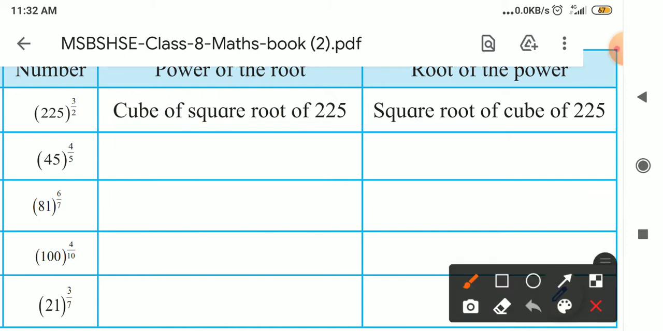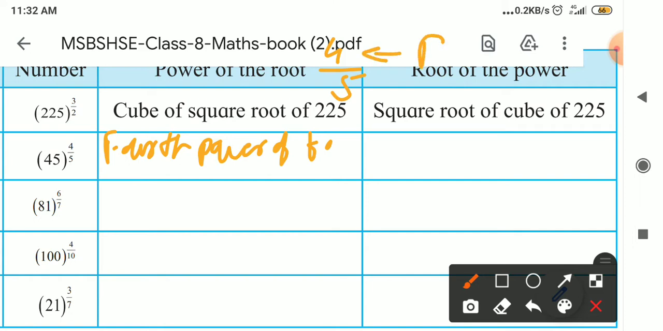In power form we have to write. So, the fourth power of the fifth root of, since it is 4 upon 5. So 4 is the power and 5 is the root. Okay. So the fourth power of the fifth root of which number? 45.